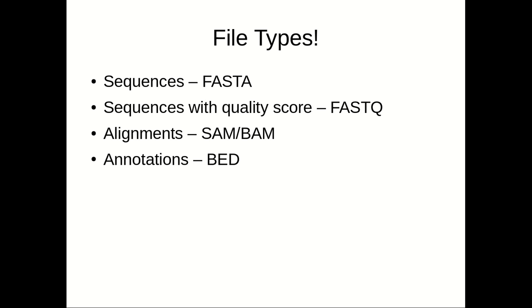And now I just want to do a quick overview of file types. We have four basic types of files that you can deal with. One is just plain old sequences, and here we have FASTA. Then we have sequences with associated quality scores, and that's going to be FASTQ format. Then we have alignments of sequence reads to a genome, and that's going to be in the SAM or BAM format generally, though there are quite a few others. And then there's annotations, so basically the genes that we think are on a genome. And that's generally going to be in the BED format, though there are many other formats available for annotations.